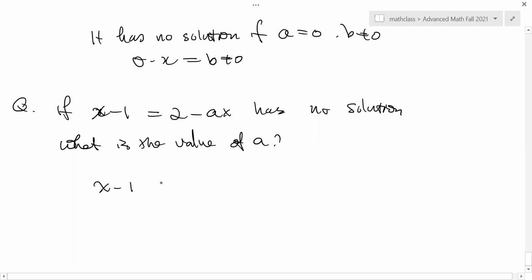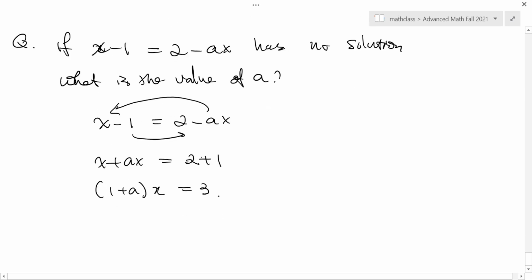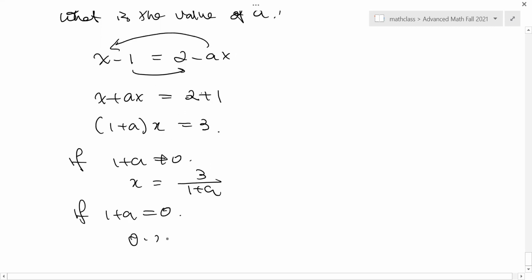So x minus 1 equals 2 minus ax. So what I'm going to do is move this term to the left-hand side, move negative 1 to the right-hand side. So x plus ax equals 2 plus 1. So I get 1 plus a times x equals 3. Now I'm going to solve it, right? So if 1 plus a is not 0, I do get one solution, which is x equals 3 over 1 plus a, right? But if 1 plus a equals 0, the above equation becomes 0 times x equals 3, so no solution.